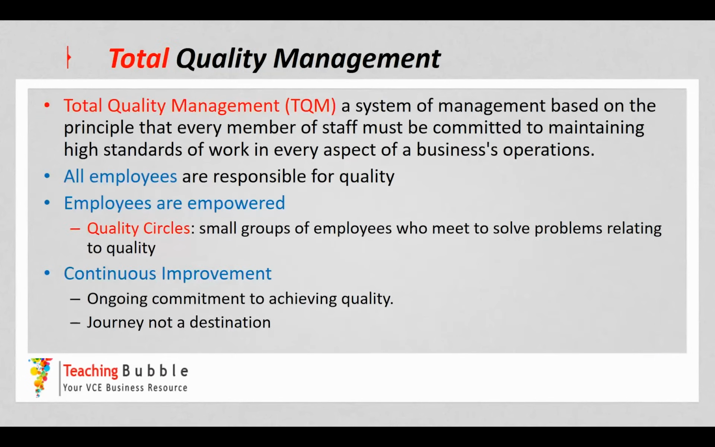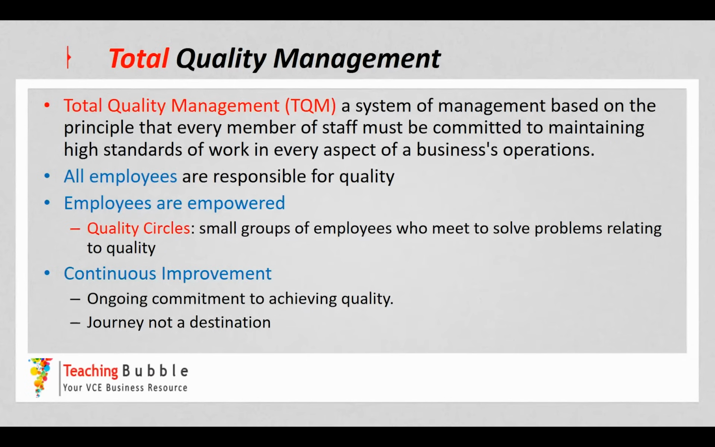Now, the final strategy we're going to look at today is total quality management, or what you may see as TQM. It's a system of management based on the principle that every member of staff, so every single employee, is committed to maintaining high standards of work in every aspect of the business's operation. So it's based on three key principles. First of all, employees are responsible for quality. So everyone that's involved in operations has to understand their responsibility in terms of improving the quality within the business. They all need to understand their role. So it's like a whole culture that revolves around quality.